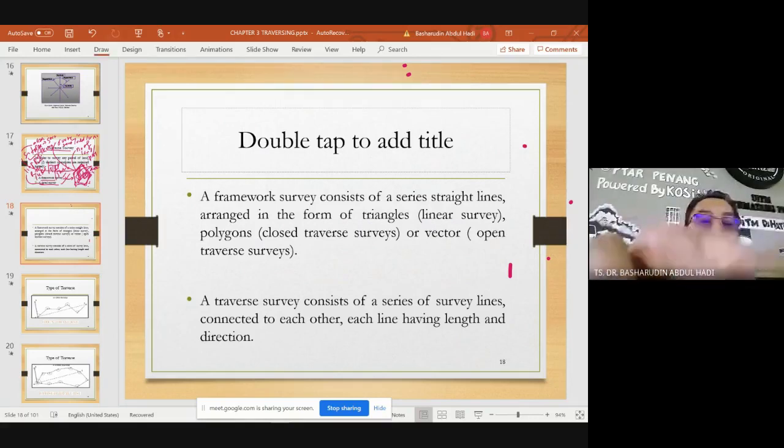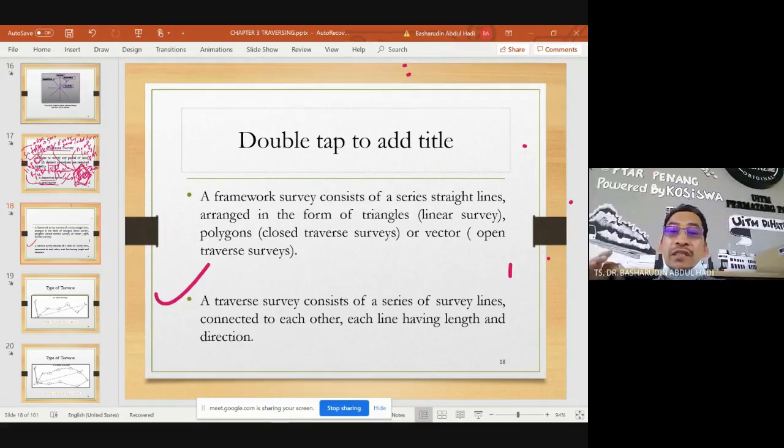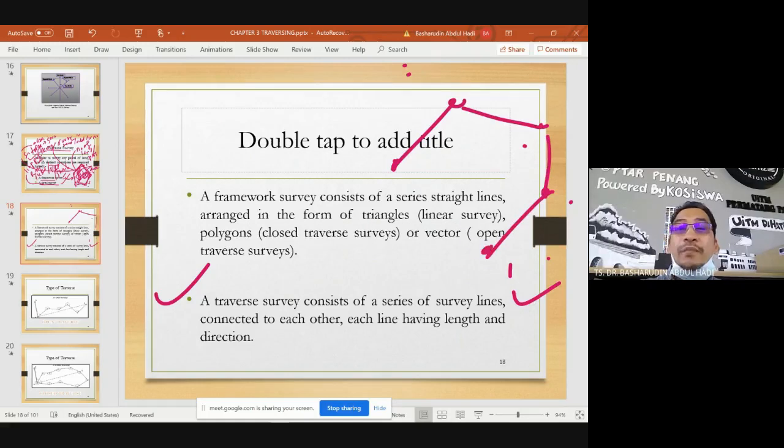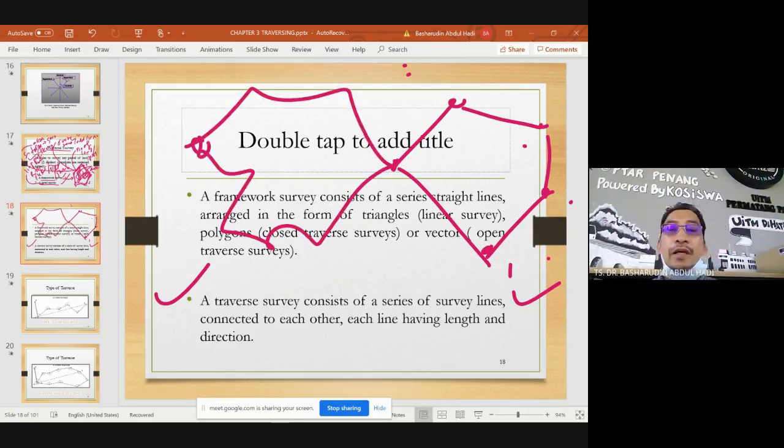Alright, now we call it the second point. A traverse survey consists of a series of survey lines. Survey lines, you still remember the survey line? These are the series of the survey line. Based on how many stones we have, the stones are connected by lines. So maybe you're traversing like this. We don't know. Here we have a straight line, and then we have what we call bearing and distance. They are connected to each other, and each line has a length and direction.